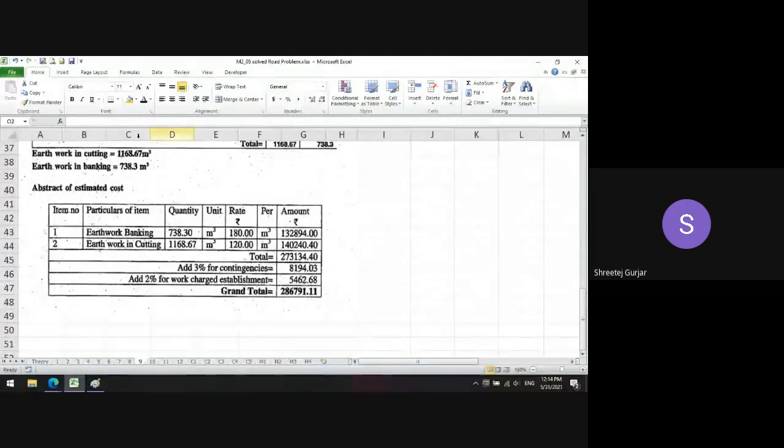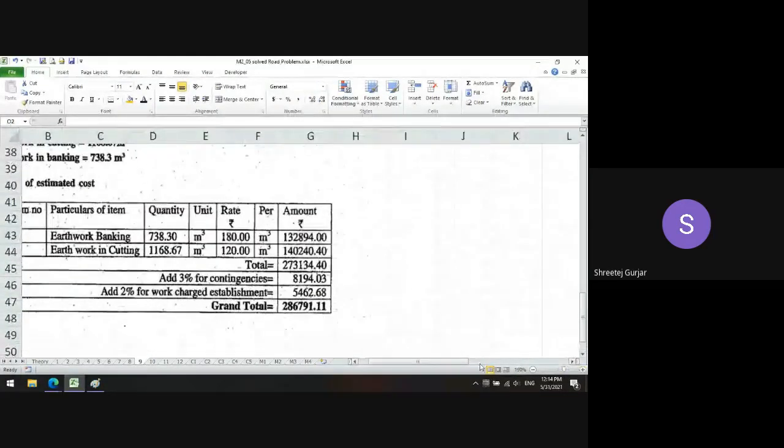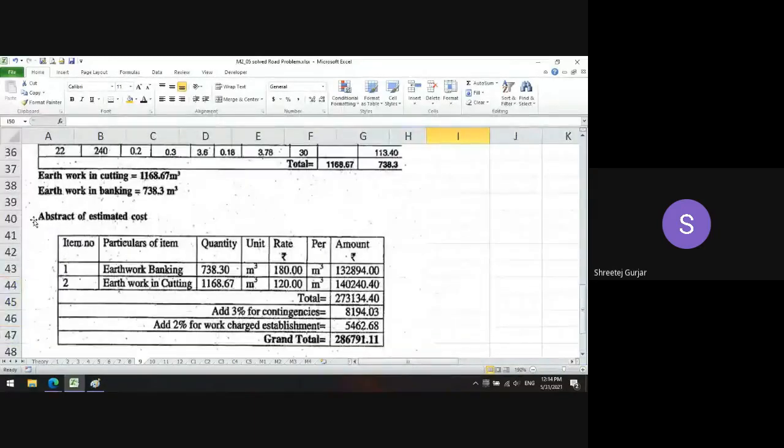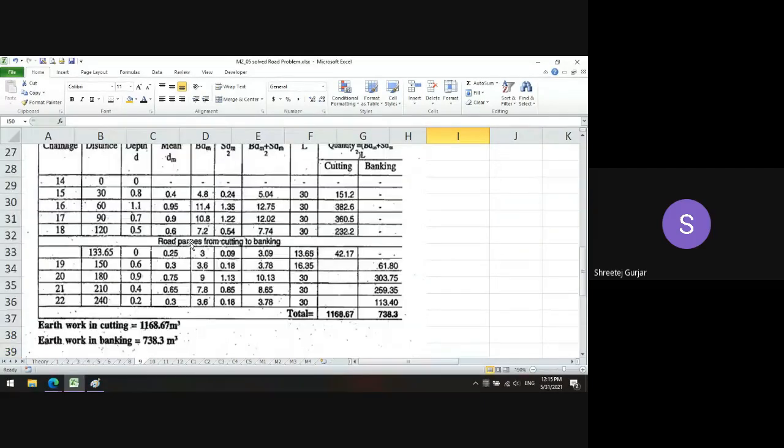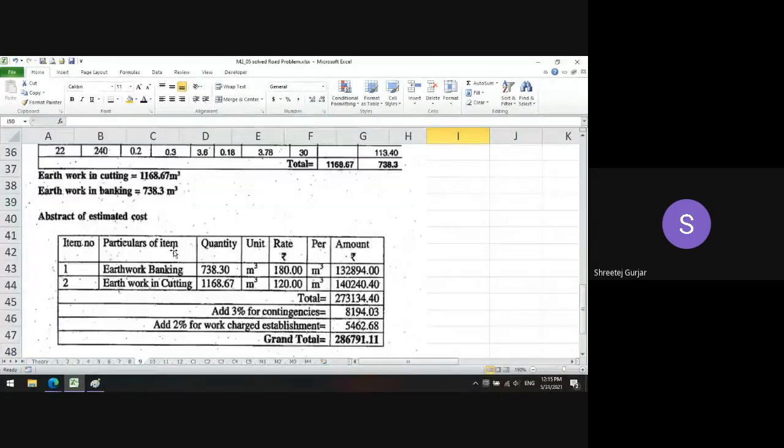Here I'm showing you how to prepare an abstract. This is an abstract of estimated cost. You have to write down earthwork in banking and earthwork in cutting. If you have only cutting or only banking, then only one quantity will come. In this particular numerical, we have both cutting and banking, so we are writing down both their quantities. 738 is for banking and 1168 is for cutting. So we have written down the quantity.